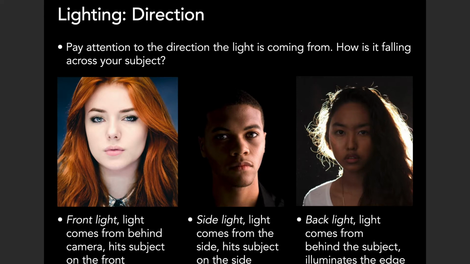And then if we look at the picture on the right, backlight. So backlight means that the light is coming from behind the subject and it illuminates the edge of the subject. A couple of things to keep in mind. The only reason that we can see the face of the person with this backlight is because there is an additional light source illuminating her face. If you only have a backlight, then you get what's called a silhouette, which is just a black object with a contour against a background.